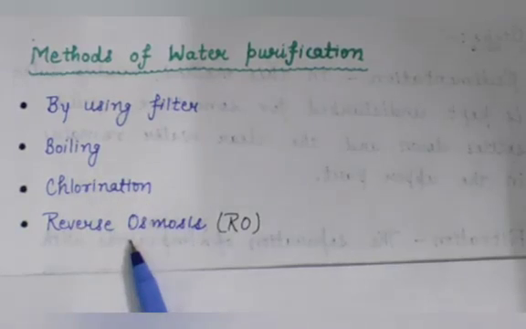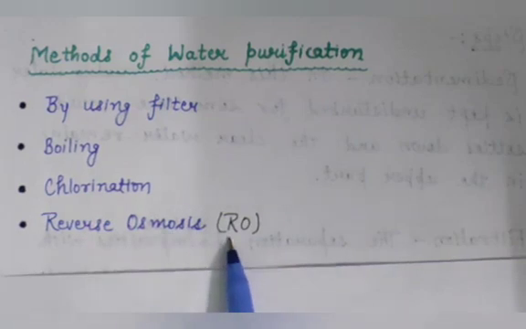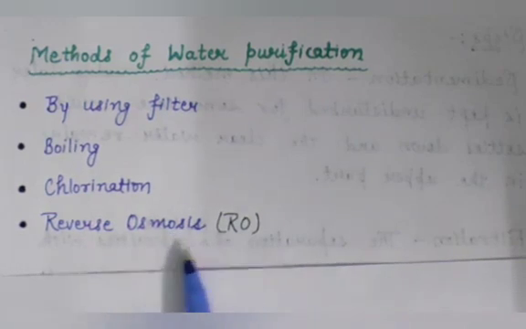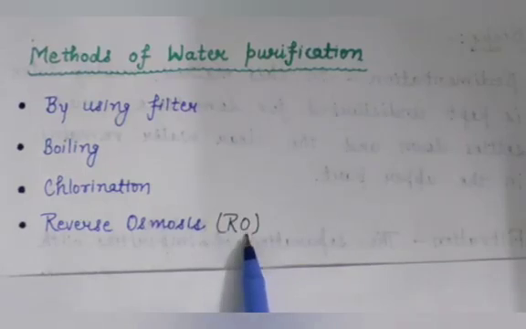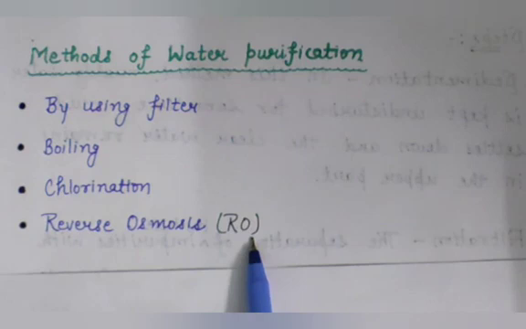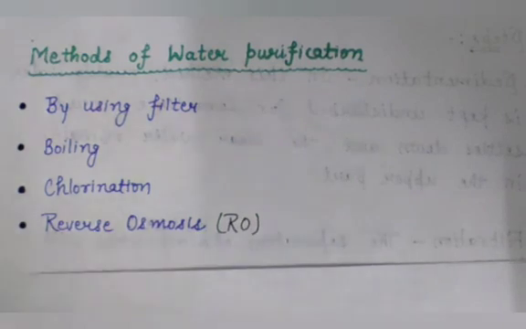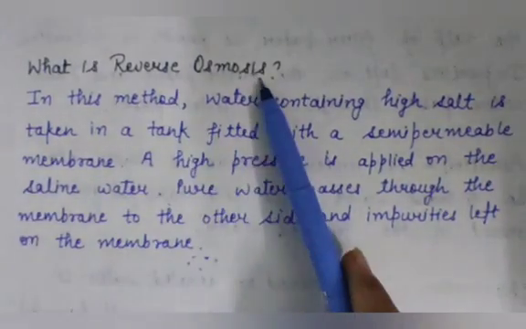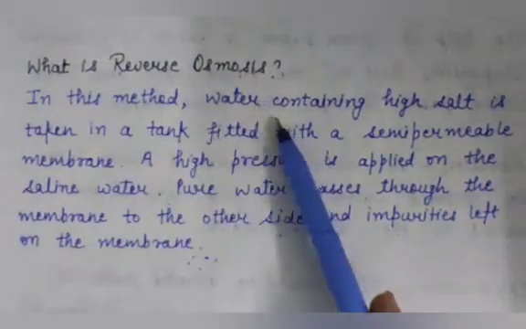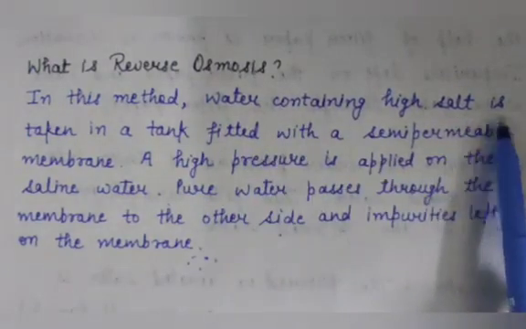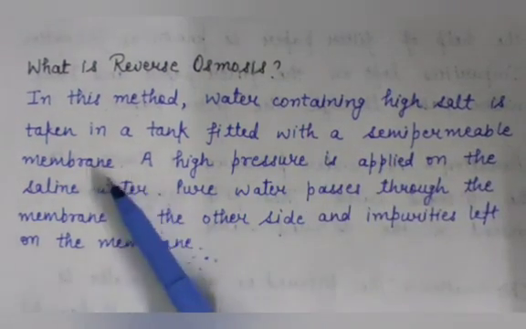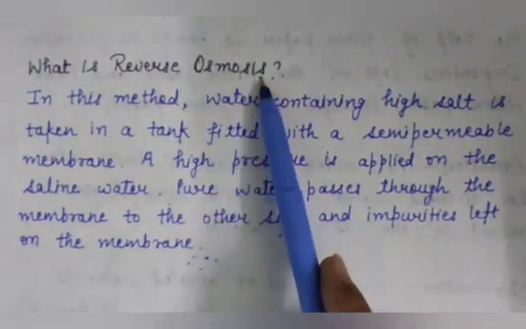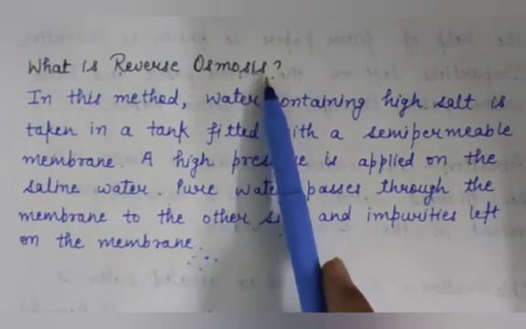Now the next way is reverse osmosis, which means RO. Now what is reverse osmosis? The short form is RO, where R means reverse of osmosis. Reverse osmosis is another method of water purification. But how does it work? In this method, water containing high salt is taken in a tank fitted with a semi-permeable membrane. See, by RO or reverse osmosis, we can also purify salty water.